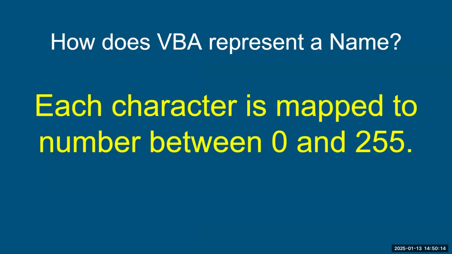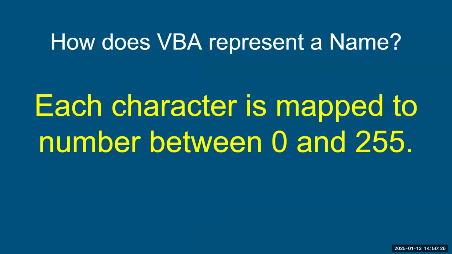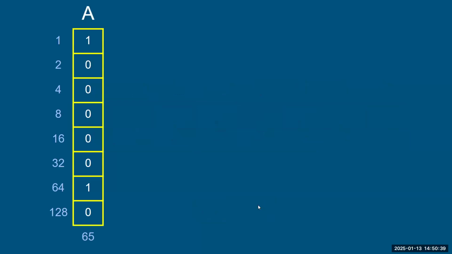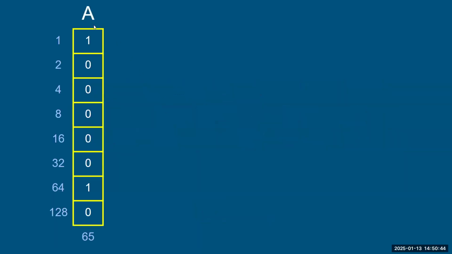It turns out each character, each letter, is mapped to a number between 0 and 255. So here is the value 65. Yeah, we'll see that. That's a good question. Here is 65, and 65 is a capital A. If you look at this, this is the same thing, I'm just turning this sideways. You have this value plus this value, 1 here plus the 64. So 64 plus 1 is 65.